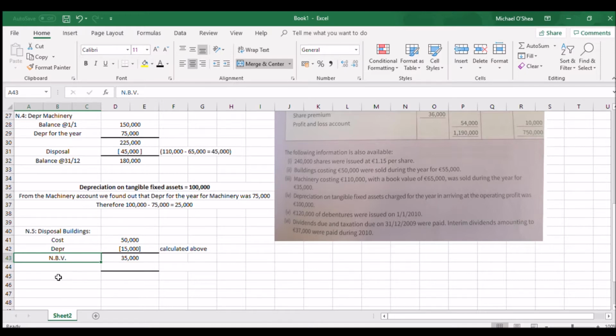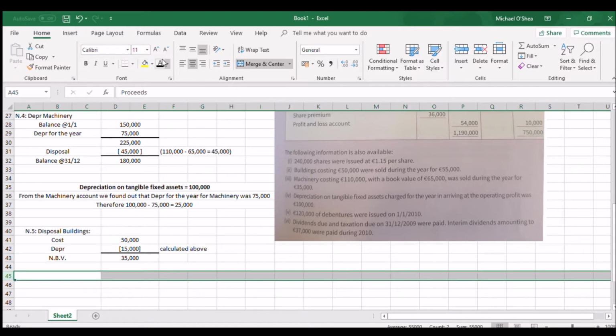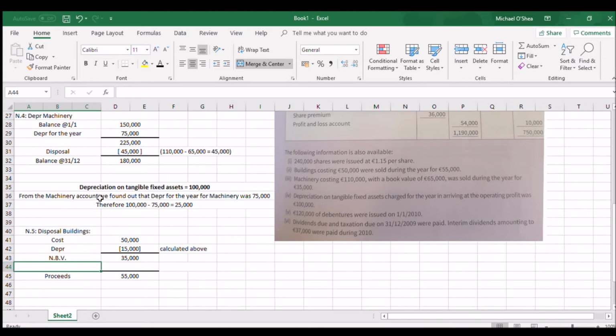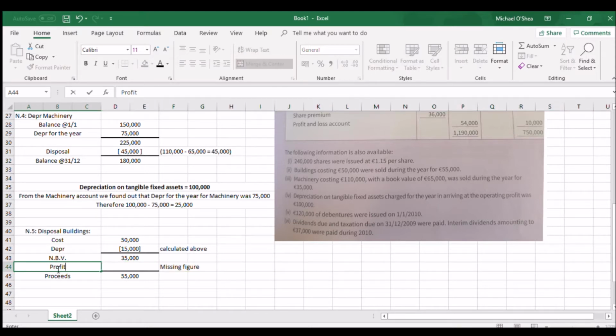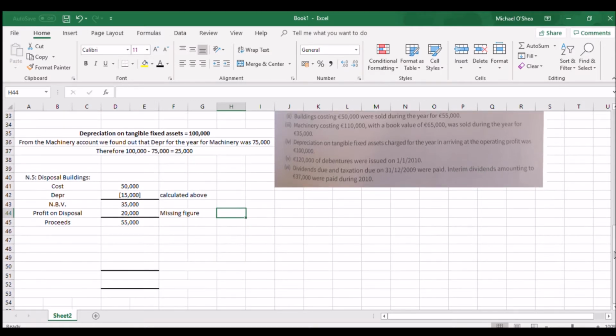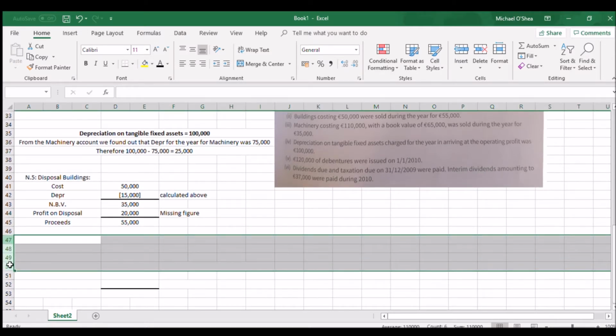Net book value 35,000. I'm not told whether I made a profit or loss, but I am told that we sold them for 55. So if something's worth 35,000 and you sell it for 55, it means you made a profit on disposal of 20,000. So it's my missing figure, so I'm going to type that in here. So profit on disposal of 20 grand.